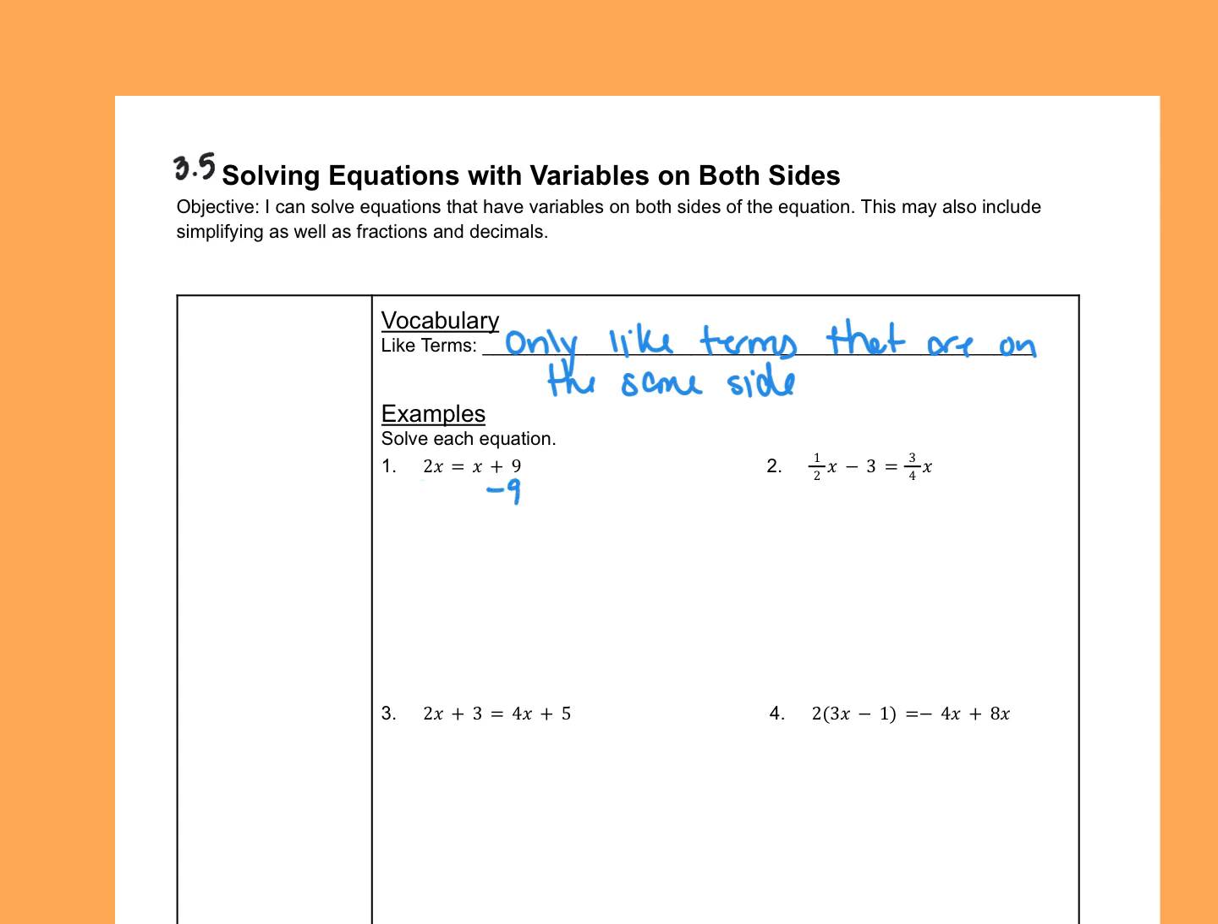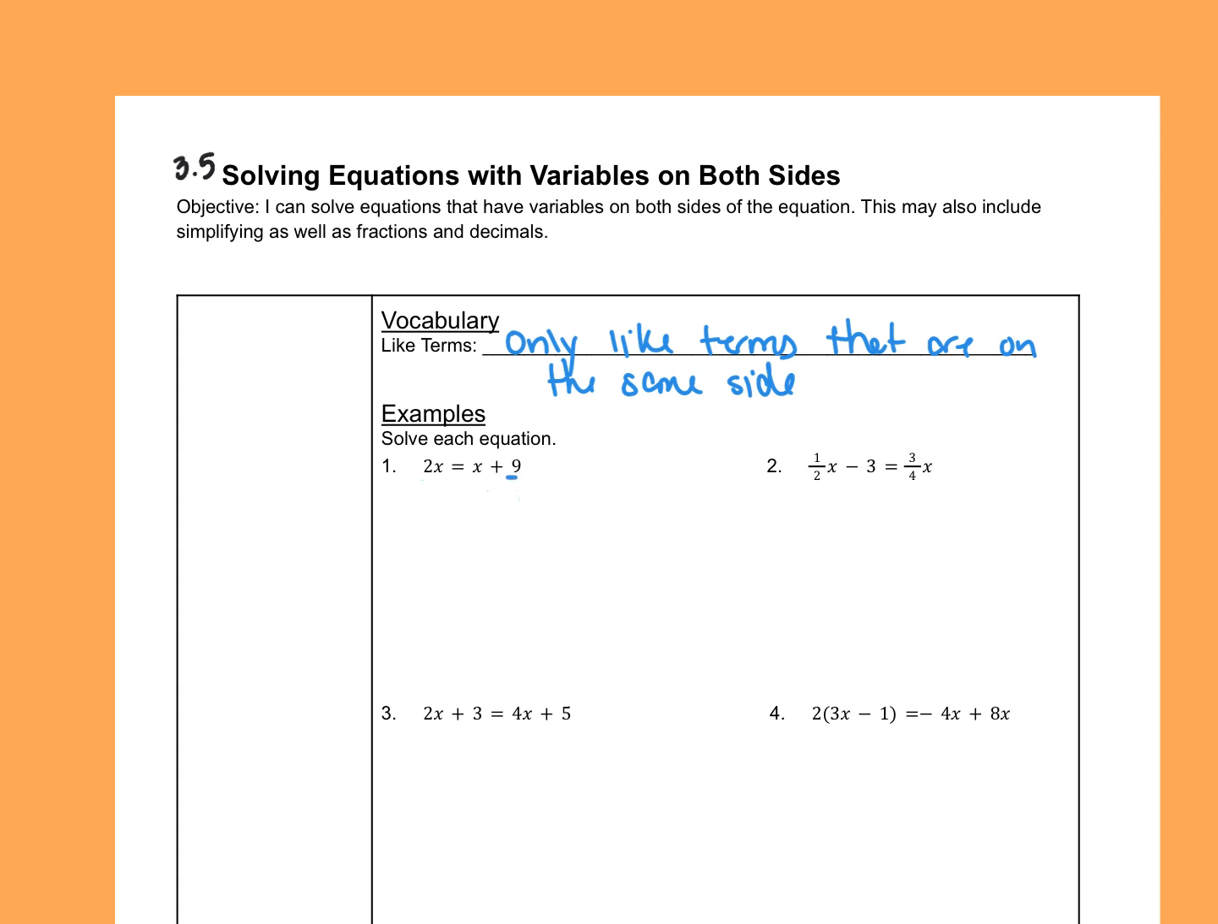But that's not going to help me this time because there's no constant or like term for that on the other side. So we're going to use the same process, but we're going to do it with the x's. I need to get both of these x's to the same side. We typically want to have all the variables on one side and the constants or plain numbers on the opposite side. Since my number is over here on the right, let's move my letters over to the left.